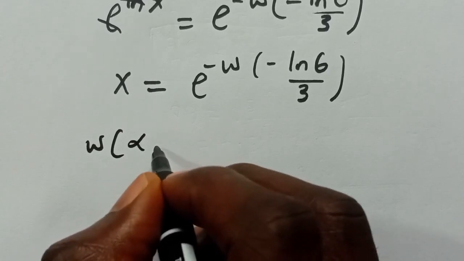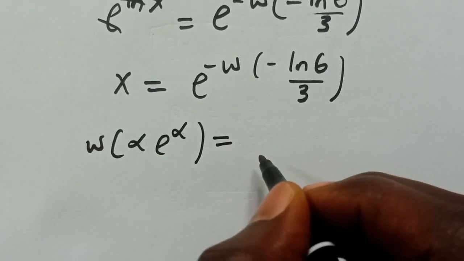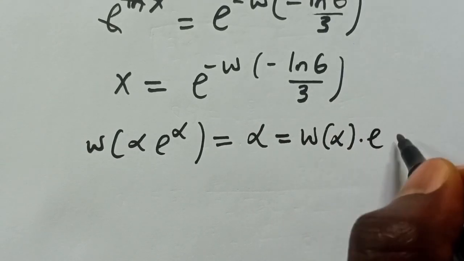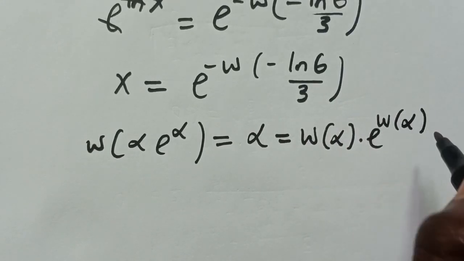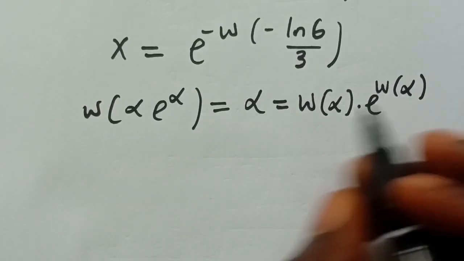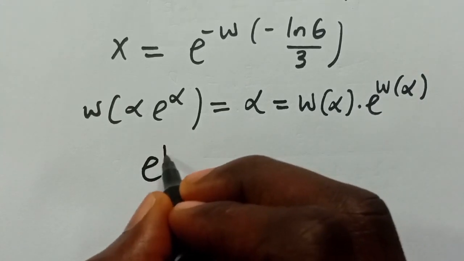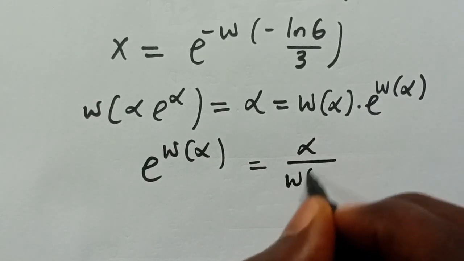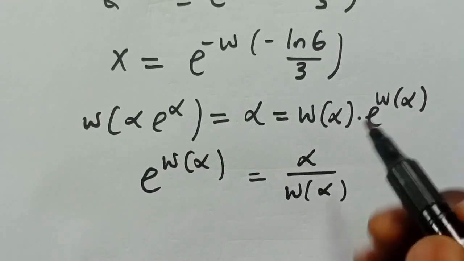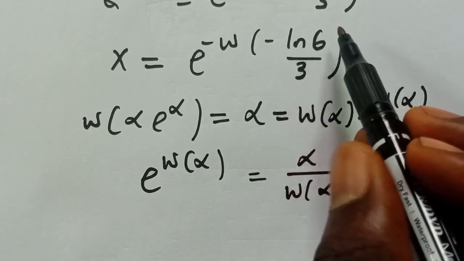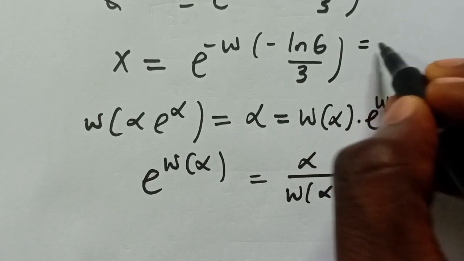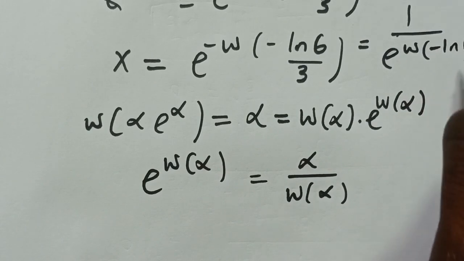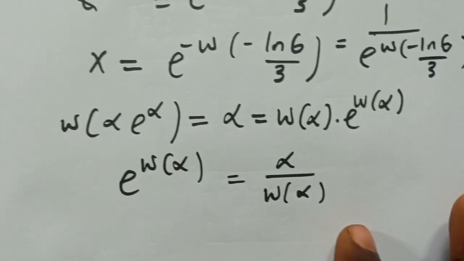Or we can express this as, when we have the W Lambert function of alpha multiplied by e to the power of alpha, it always equals alpha, and also equals the W Lambert function of alpha multiplied by e to the power of W Lambert function of alpha. So from here, it is obvious that e to the power of W Lambert function of alpha will be equal to alpha divided by the W Lambert function of alpha. So when we apply it to this, we realize that the whole of this can be simplified as 1 divided by e to the power of W Lambert function of minus ln of 6 divided by 3.